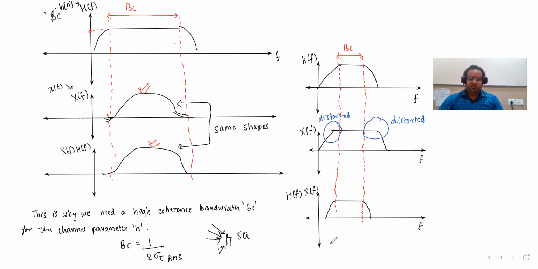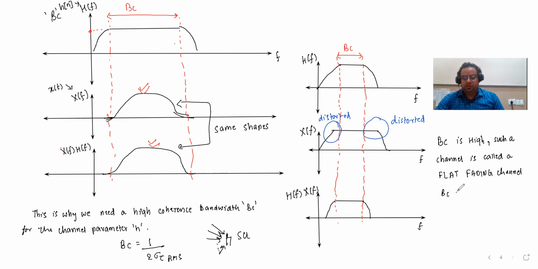So another important thing that we know here: when the coherence bandwidth is high, such a channel is called a flat fading channel. Whereas if BC is low, such a channel H, the channel coefficient, is called a frequency selective channel.